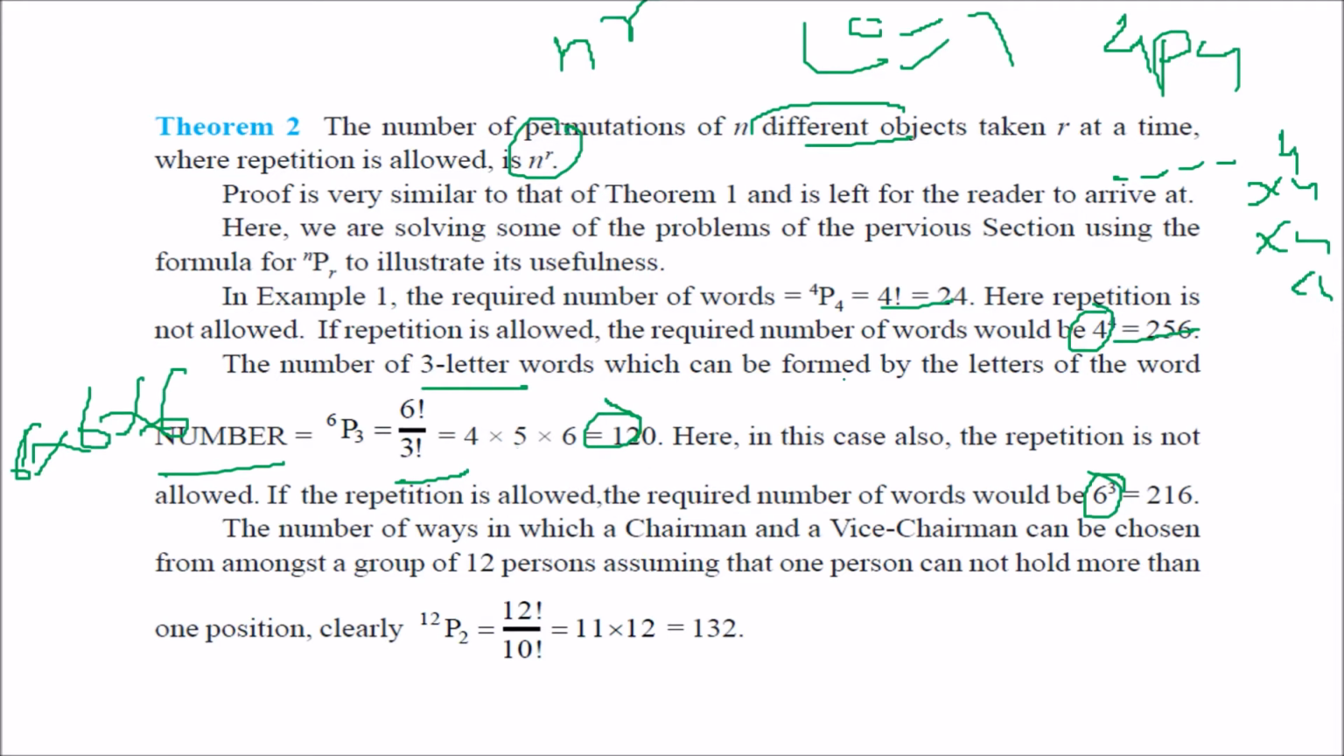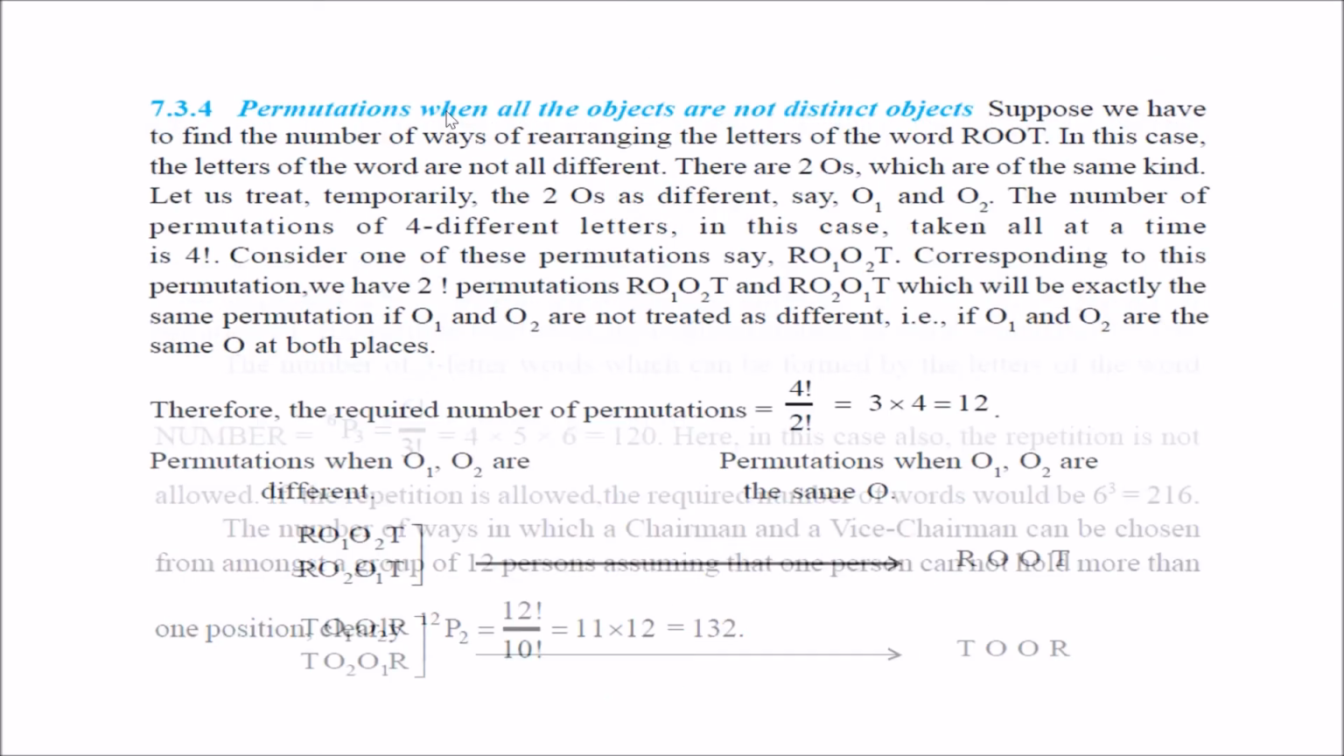How about choosing, say, a chairman and a vice chairman? If you have 12 persons, and the chairman and vice chairman are 2 positions, you can select them using 12P2, that is 132.